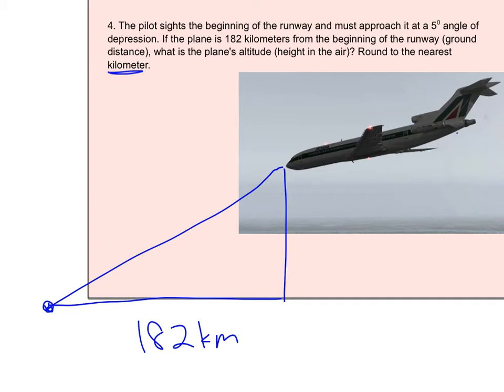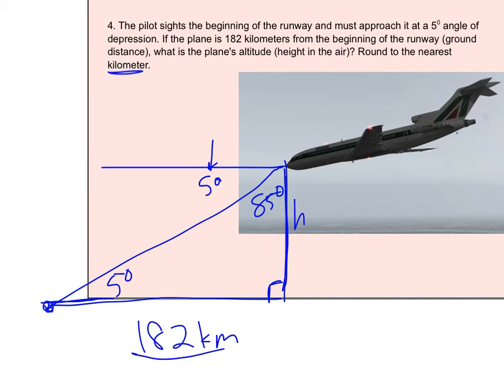It's got a 5-degree angle of depression. Make sure that that's 5 degrees. If you wanted to, and you can completely do this if you wish, this has got to be 90 degrees. So if my angle of depression is 5, then that angle underneath has got to be 85. So there's my 5, there's my 85. So that's 182. What is my height? How high is that plane in the air in kilometers?